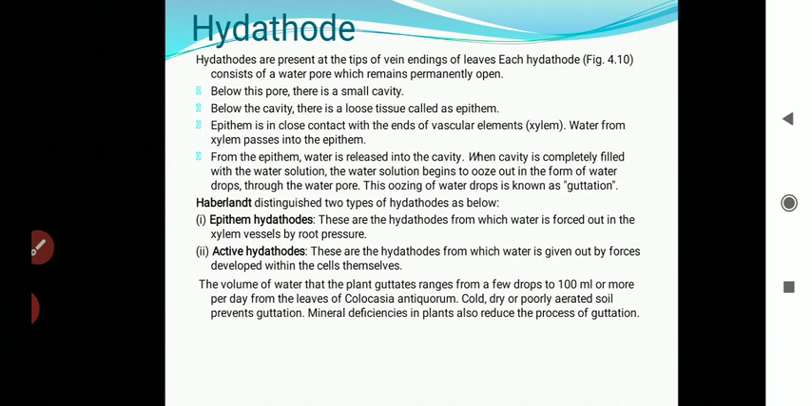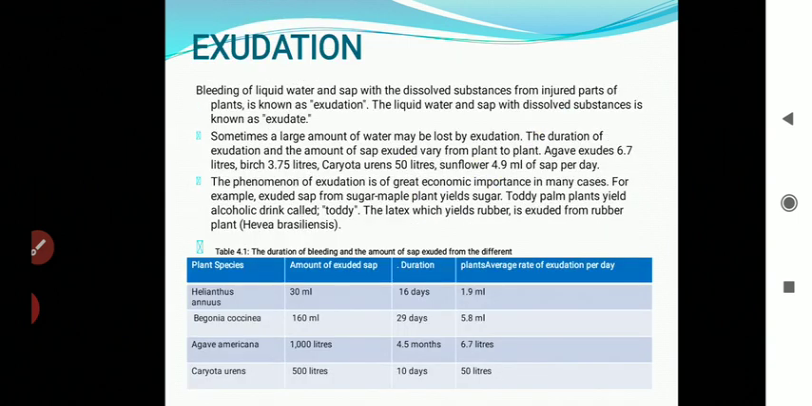Simply, if the water is coming out of the plant body without any injury, that process is called guttation. It is not present in every plant. It is present in particular species of plant, for example grasses, cereals, etc. Next point, that is exudation. The last point from the topic is exudation.